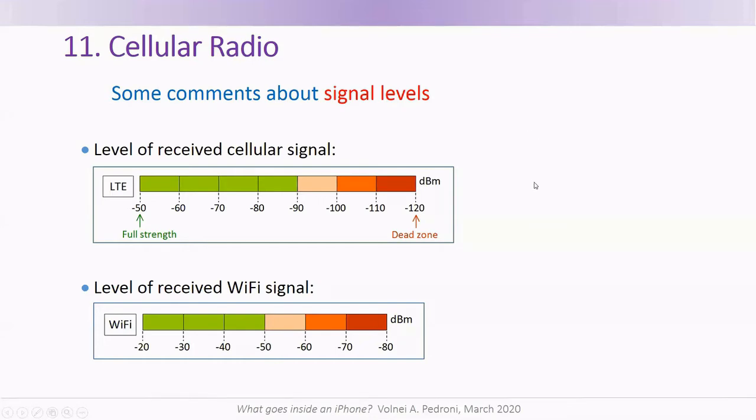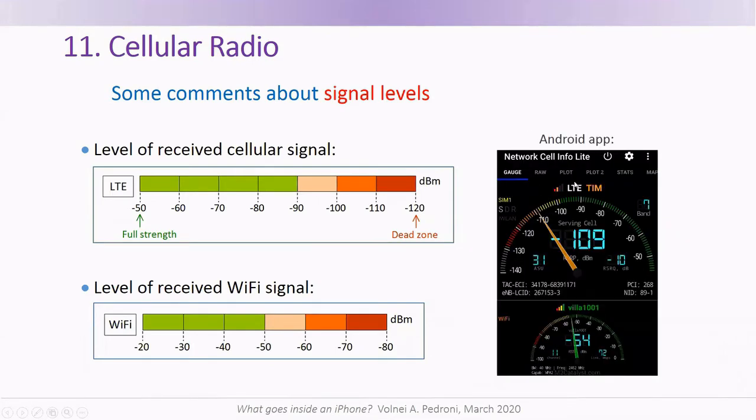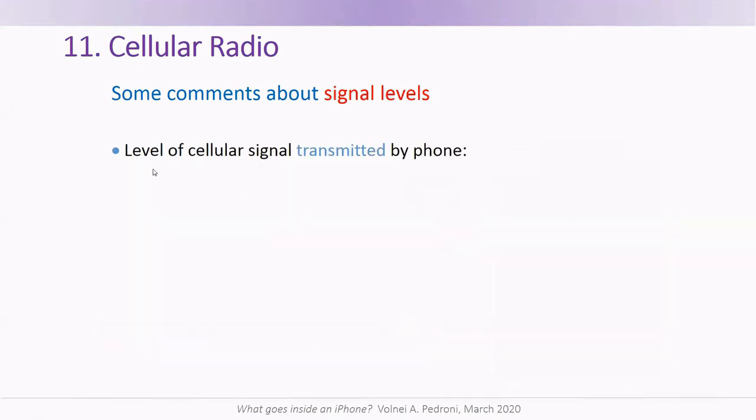Let me show you an actual measurement. So this is for LTE, minus 109, and this is for Wi-Fi, minus 54. So minus 109 is somewhere here, and minus 54 is down here. It's incredible that with just minus 109 dBm, the device still works. It's not great, but it's still operational. So that's quite impressive.